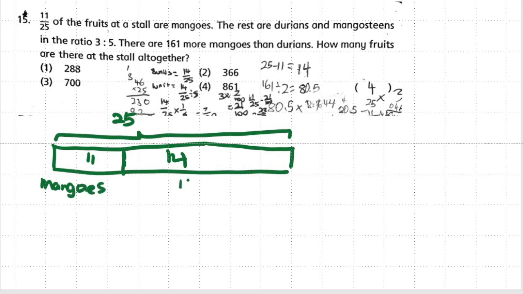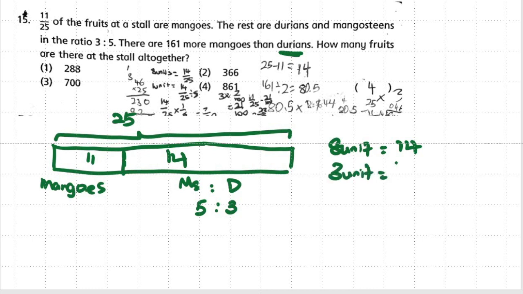So this one consists of mango skin and durian in the ratio of what? Durian is 3 and this one is 5. So we know that in total 8 units is actually 14. So I know that I'm going to find the durian one. Durian is 3 units. So the answer that I actually get is 5.25. Don't need to worry about this decimal place, okay?